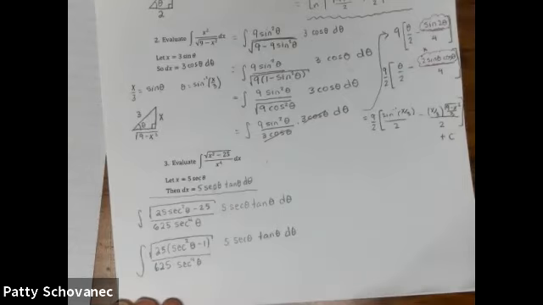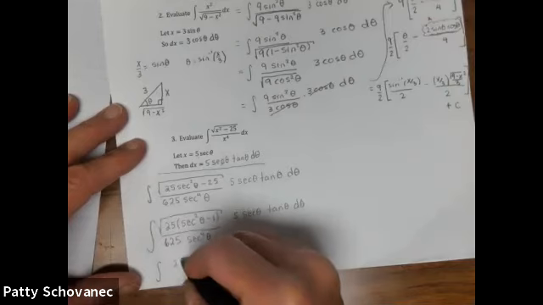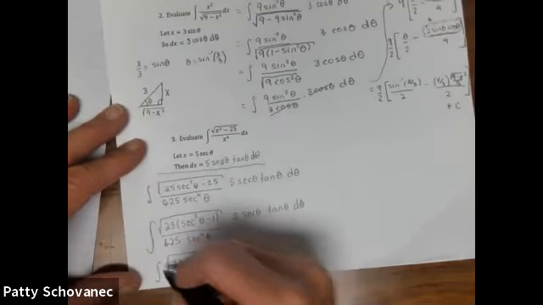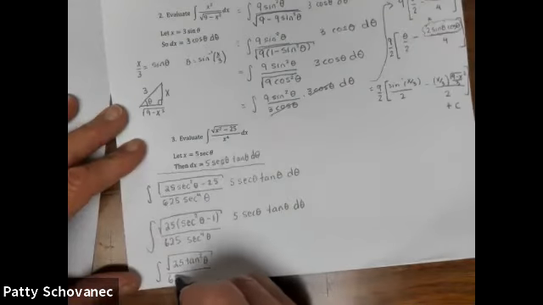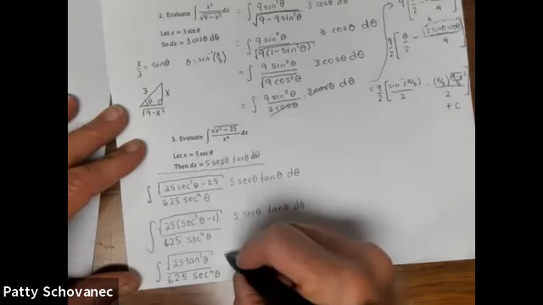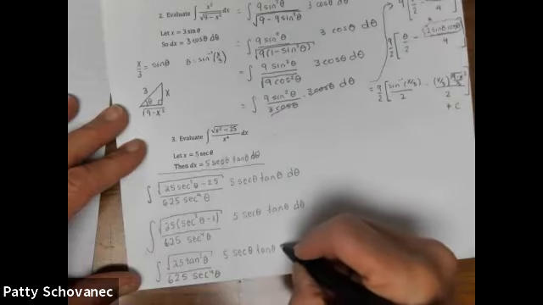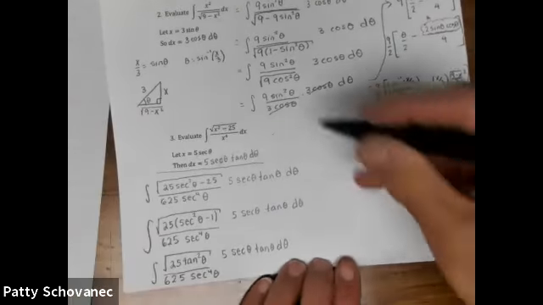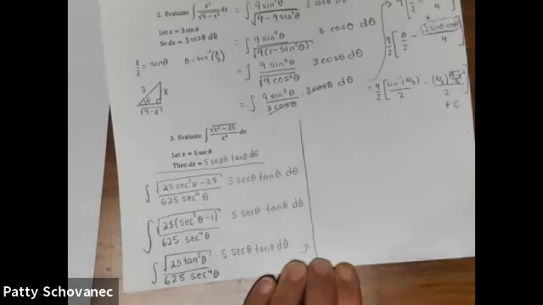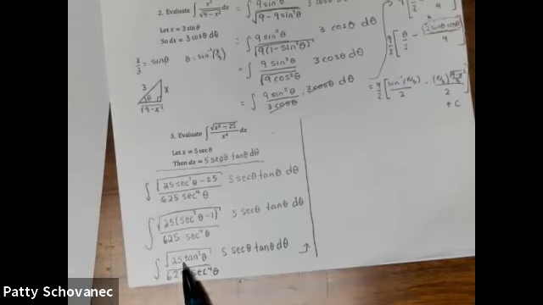But secant squared theta minus 1 is our tangent squared theta. So we have 25 tangent squared theta under the radical sign. 625 secant to the fourth theta in the denominator. And then the 5 secant theta tan theta d theta on top. We're going to pull that way up here. We'll go to the top line now. Okay, so next, we're going to take the square root of this and get 5 tangent of theta.